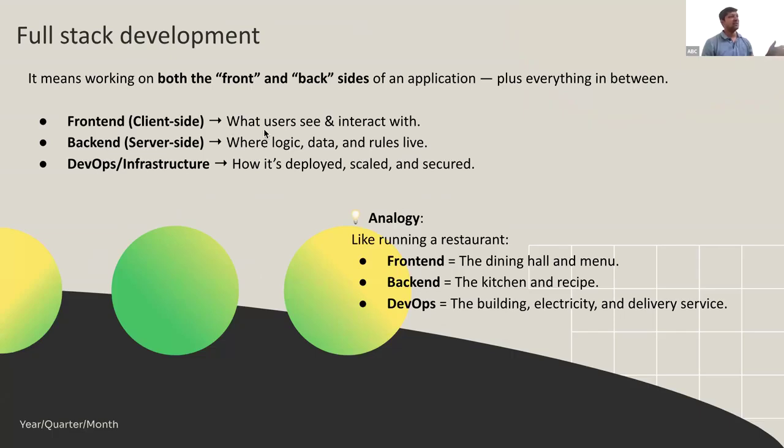Front end is what the user sees and interacts with. Backend is something that works on the logic, data, and what rules have to live. DevOps or infrastructure is how your application is getting deployed, scaled, and secured. So the same analogy: front end is the dining hall and menu, and users sit in the dining hall and order, right? So there is a request that happens through the menu, and backend will prepare that recipe, and DevOps is the building and electricity and delivery service.